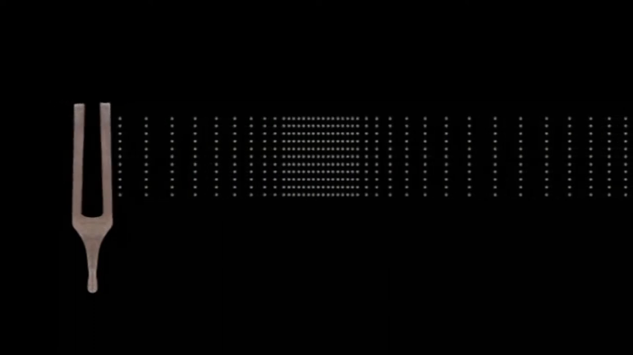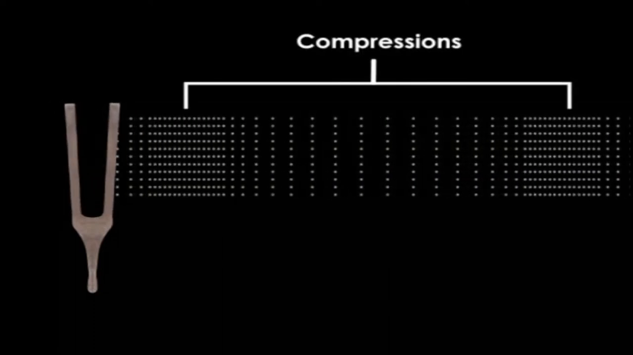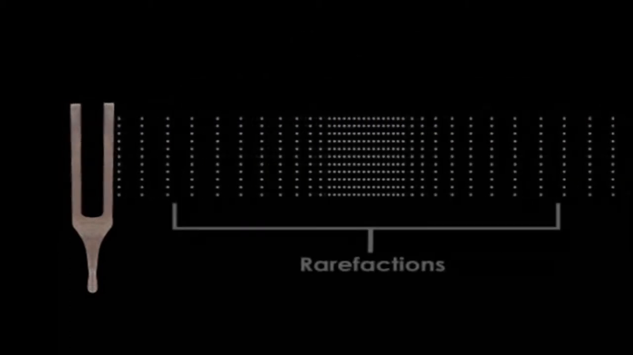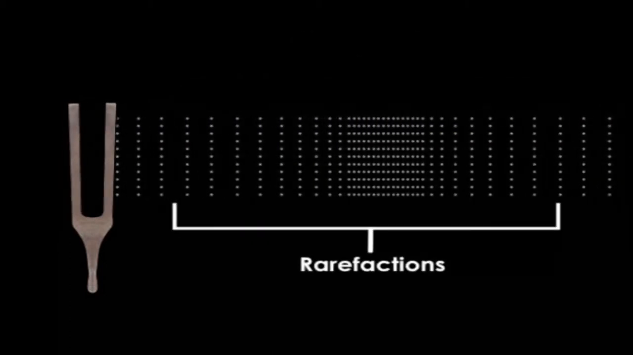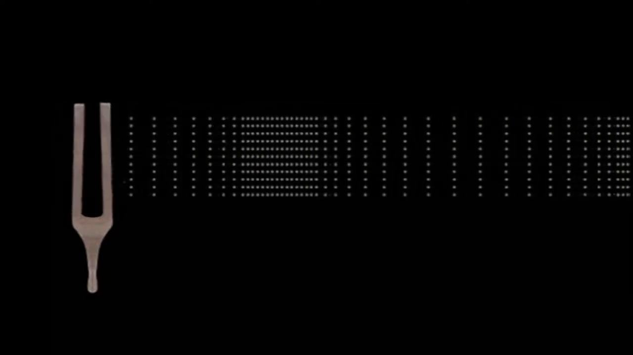So let's begin with the nature of sound. This little animation shows sound waves coming from a tuning fork. The wave peaks are where molecules bunch up in compressions, giving a slightly higher pressure. The wave troughs are where molecules are further apart in a rarefaction, giving a slightly lower pressure. The pattern moves along a bit like a crowd surge. Molecules bash their neighbors who bash their neighbors, and so on and so on.